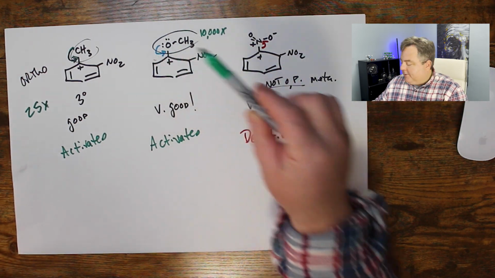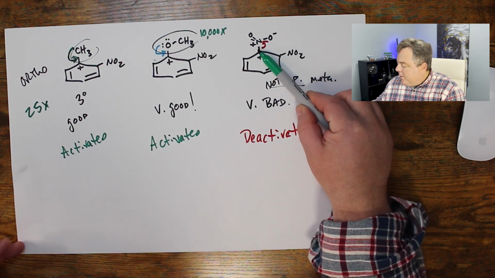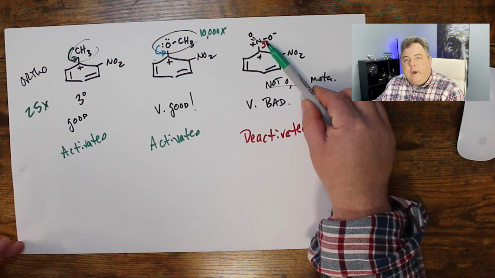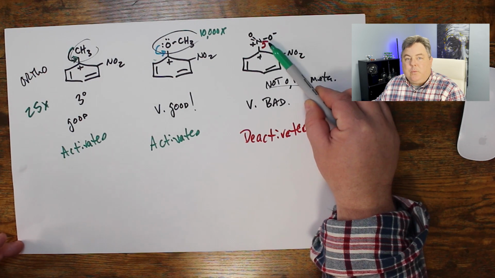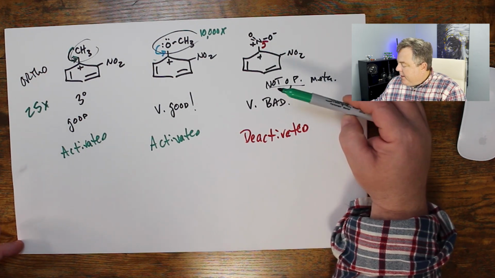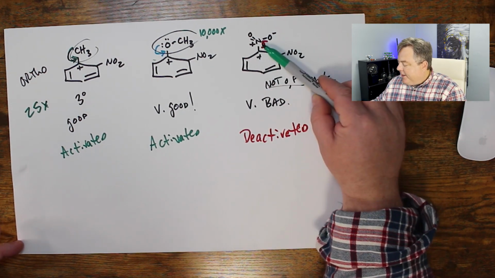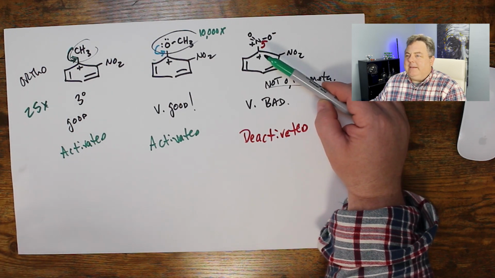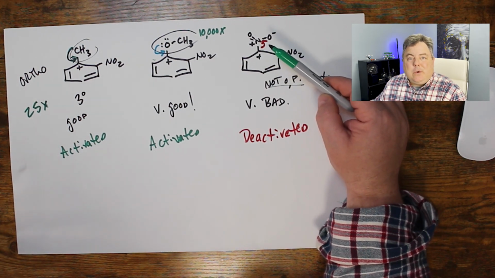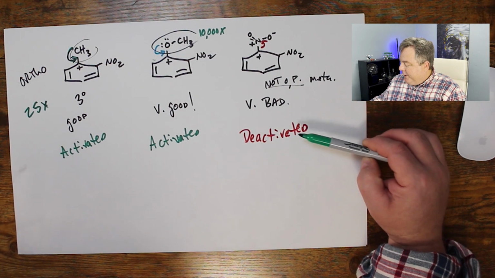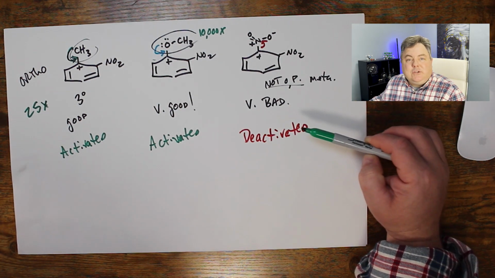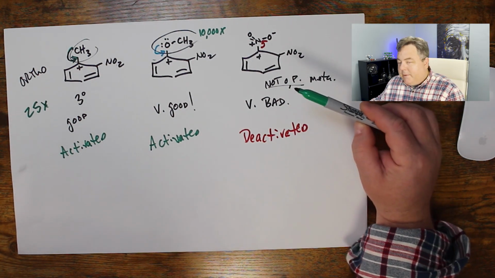The nitro, things that suck electron density away from the ring, electron withdrawing groups we call them, make it react slower. This reacts with a nitro on the benzene. It makes it react something like 100,000 times slower than just benzene. So we say the ring is deactivated. It reacts much slower than it does if it's only benzene.